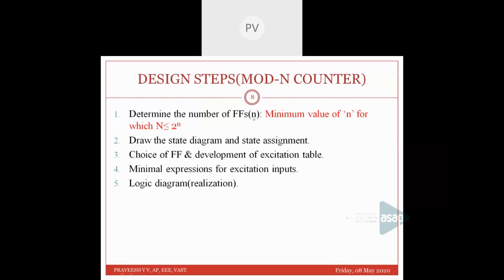So basically there are 5 steps. The first step is to determine the number of flip-flops, which is represented by small letter n. And the second step, once you have the number of flip-flops, you can draw the state diagram and do the state assignment. Then the third, you have to choose the flip-flop. It may be given in the question, in which case you need not choose.